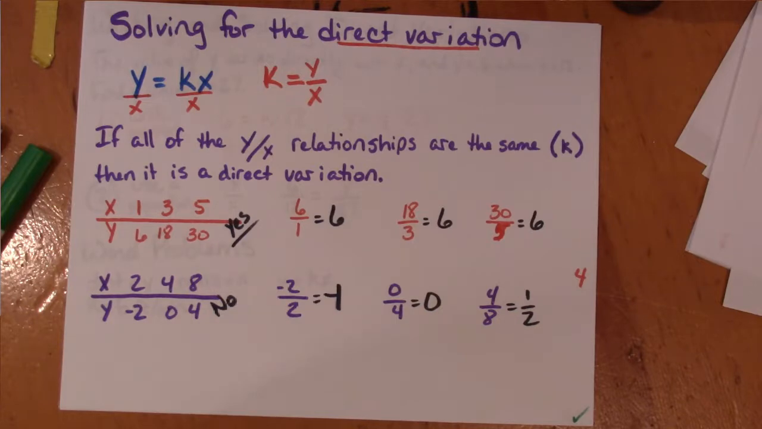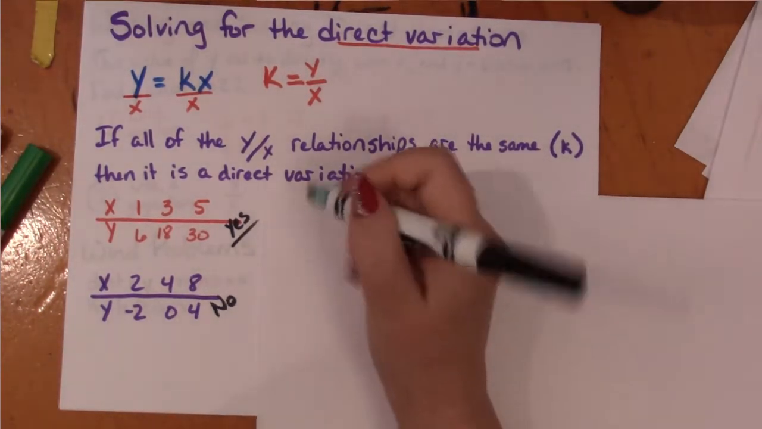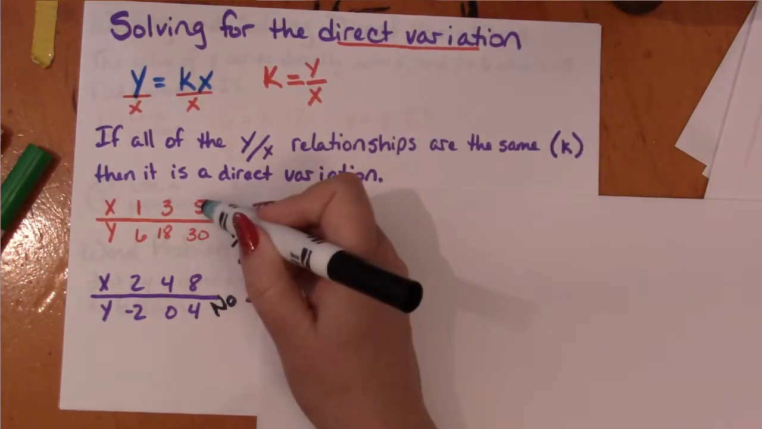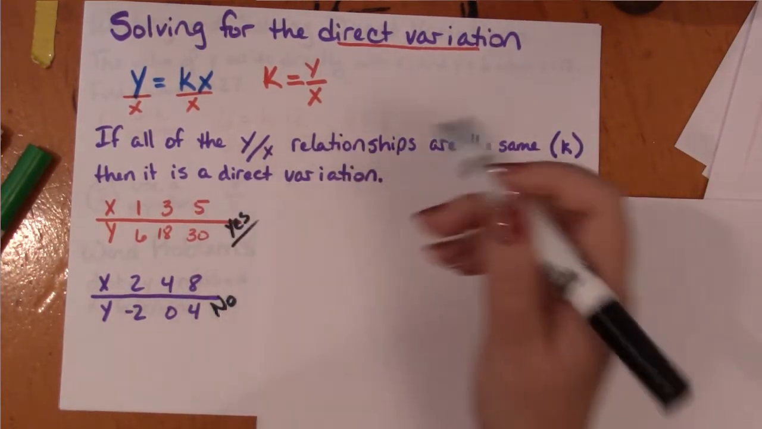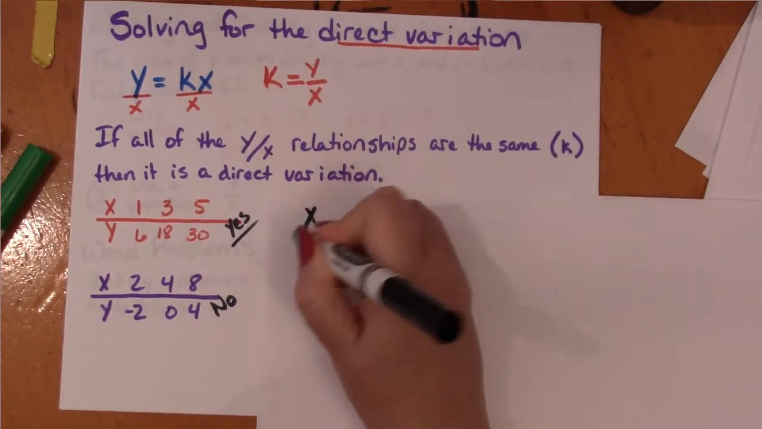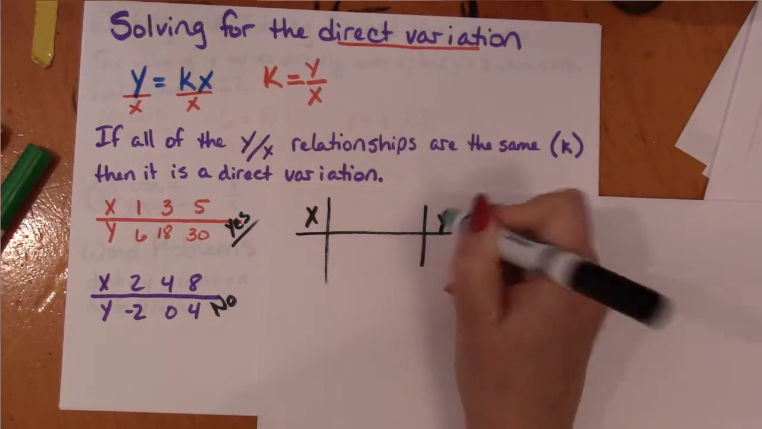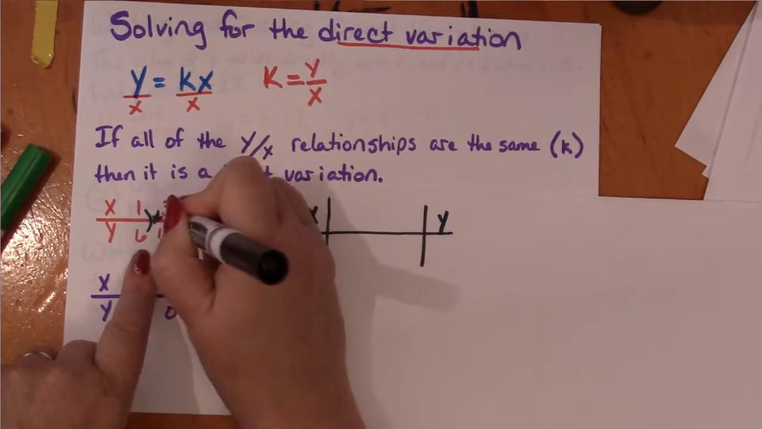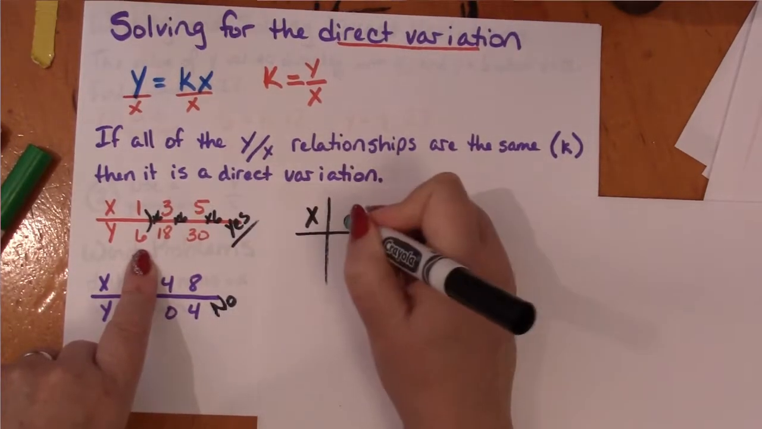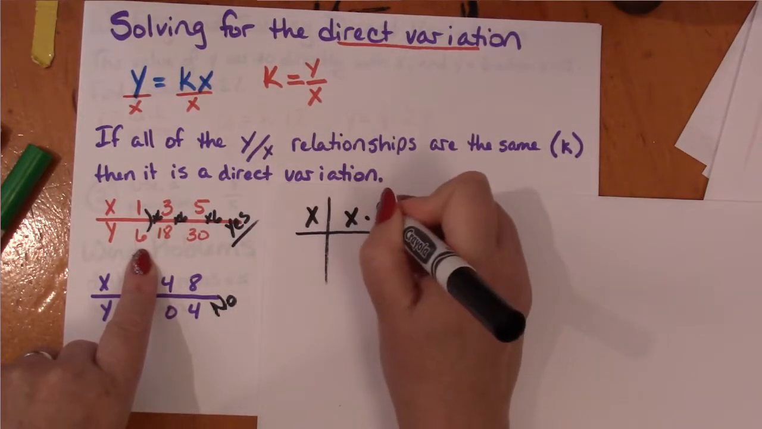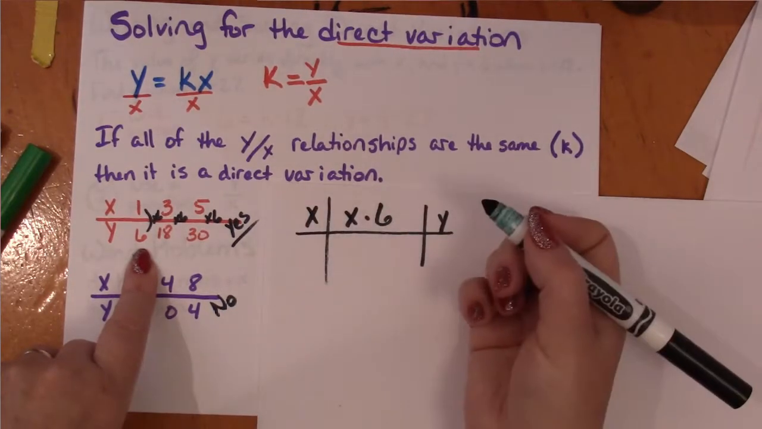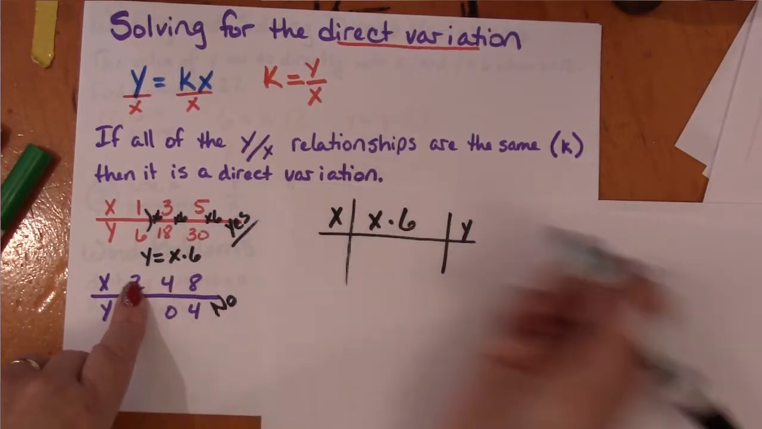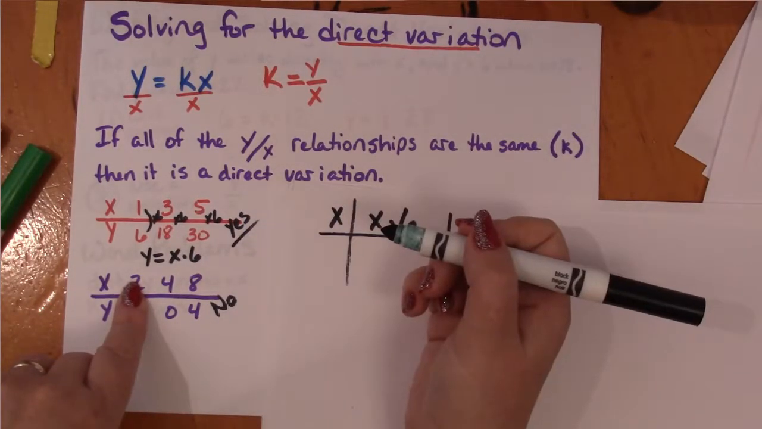Now, there's another way to do this. If you don't want to do all that math, because different brains work different ways and different people have different preferences, you can write the equation for this like you were making an XY chart. How do I get from x to y? Well, this is times 6, times 6, times 6. And so if you can do x times 6, then that's your equation. Y equals x times 6, 6x, where 6 is your constant.